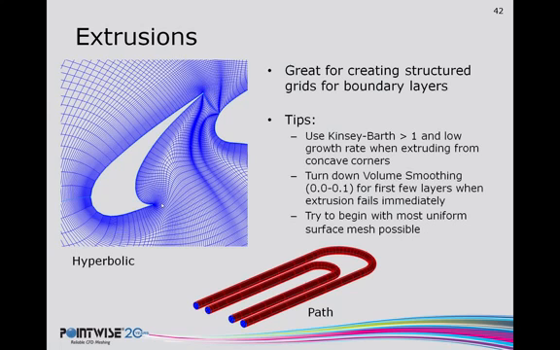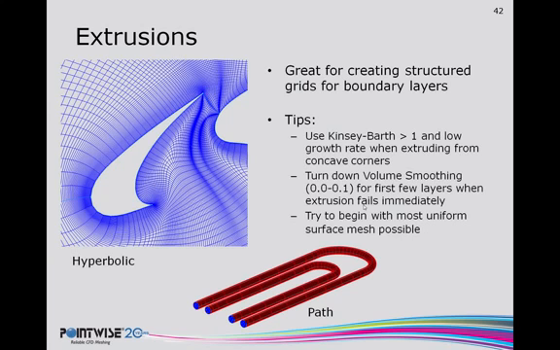Whenever you're presented with cases like this, for instance, the slat cove region of an airfoil, what you can do is first turn up Kinsey-Barth to a value greater than 1, maybe a value of 2 or so. You can also turn down volume smoothing for the first few layers, and you can also start with a much lower step cell height if you can accommodate a lower Y+.